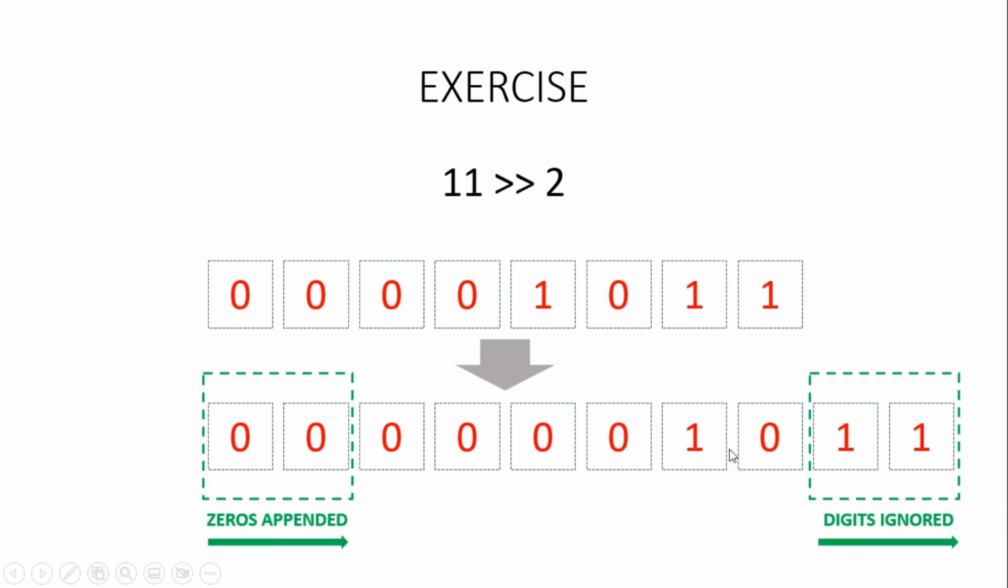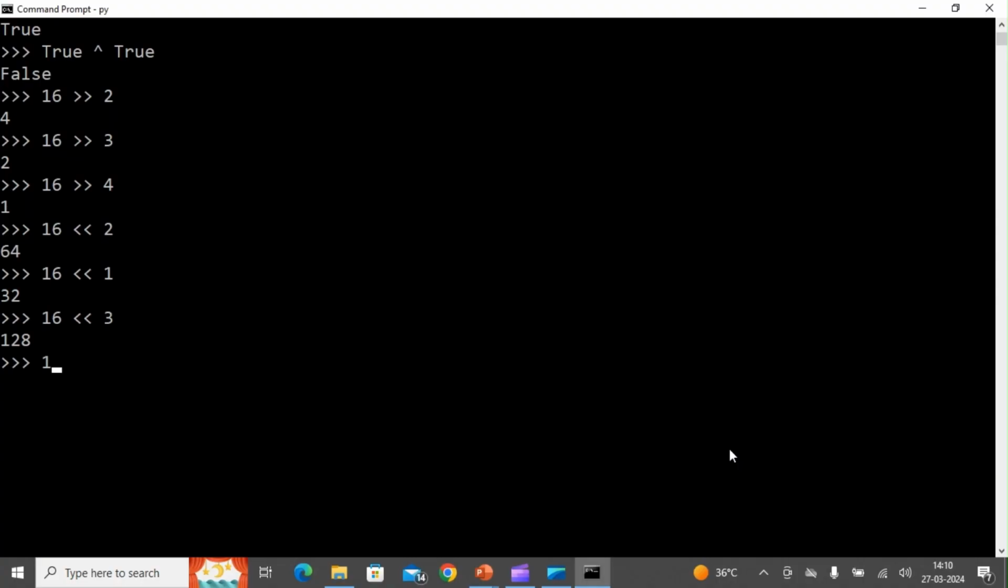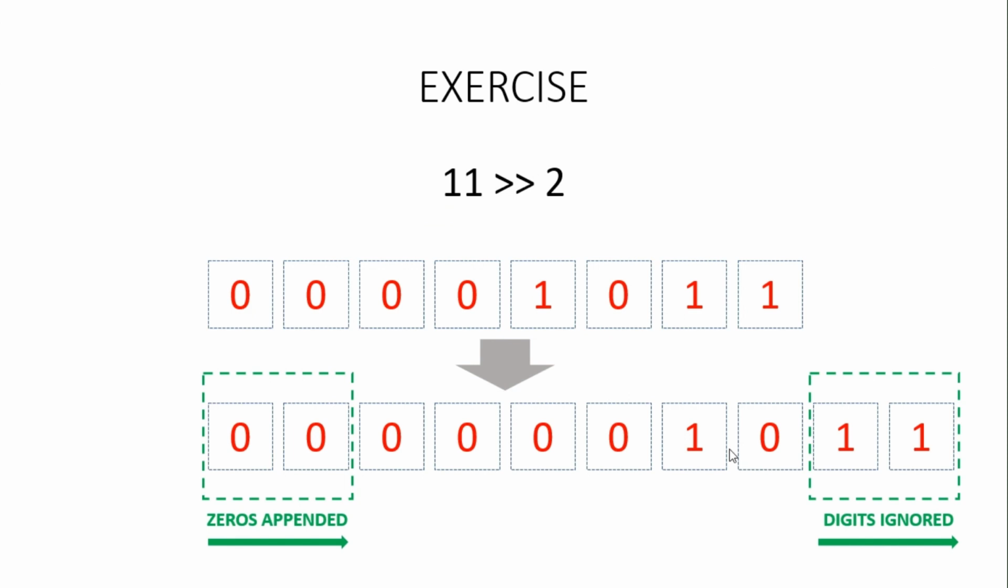So let's see what's the output that we get. 11 right shift by 2 bits. So this is an exercise on right shift. I have only shown you the 8 bits. However, the numbers are stored in even larger byte size. I mean, 8 bits means 1 byte. The numbers could be stored in larger memory size.